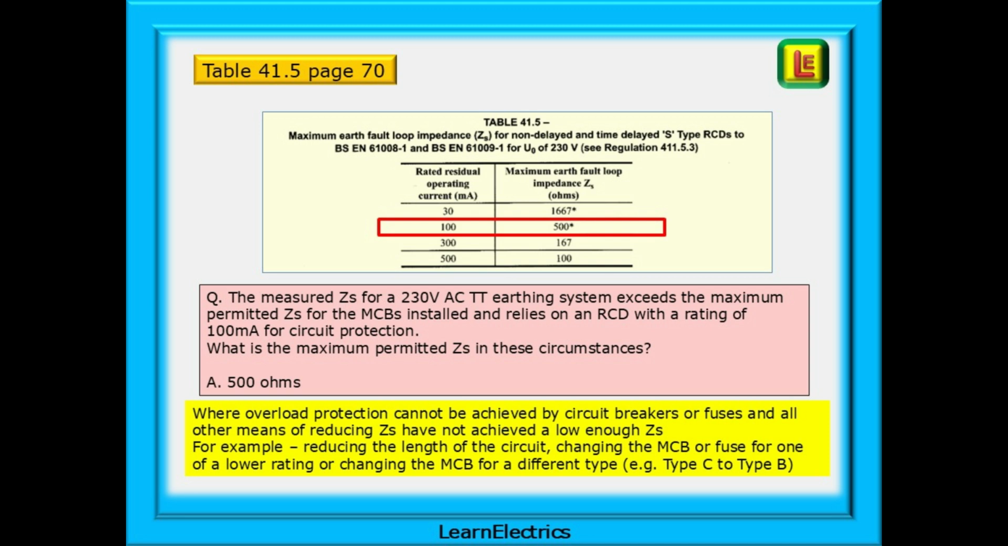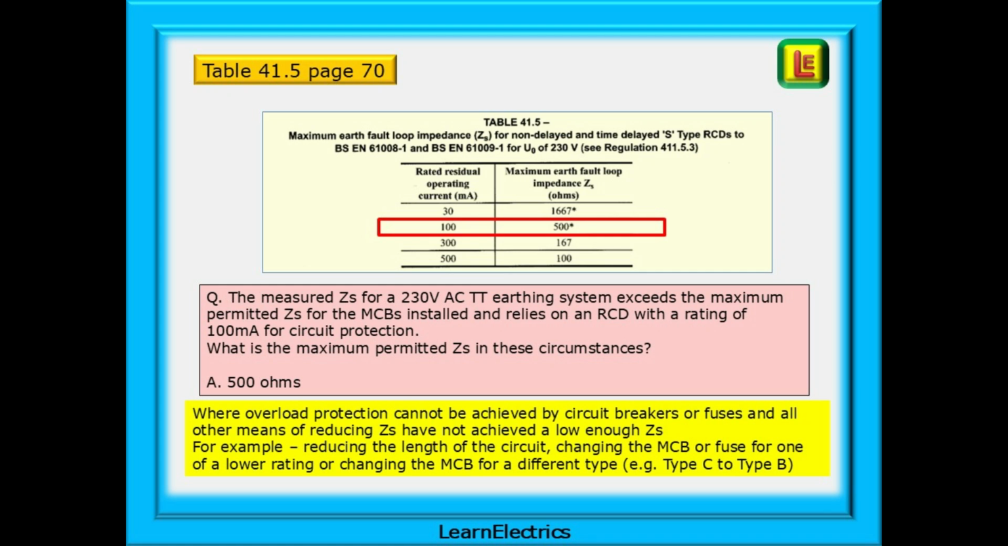The measured ZS for a 230 volt AC TT earthing system exceeds the maximum permitted ZS for the MCBs installed and relies on an RCD with a rating of 100 mA for circuit protection. What is the maximum permitted ZS in these circumstances? And the answer is shown above, 500 ohms.